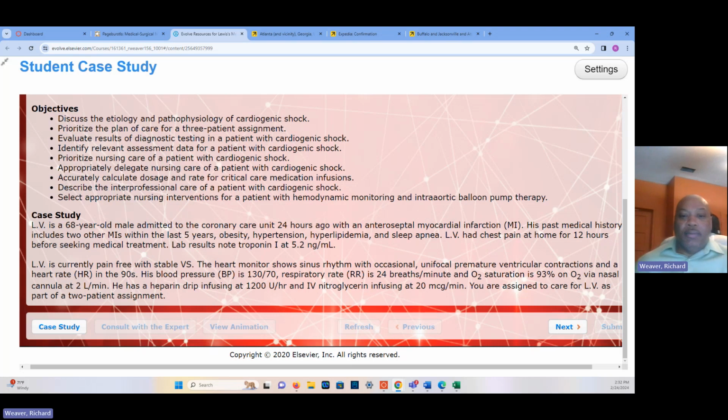All right. Now, the lab results note that the troponin is 5.2. I think that's nanograms per milliliter. So what I want you to note is that this patient has a pretty significant past medical history. He has many high risk issues that lead to cardiac issues, even sleep apnea, especially if he did not use his BiPAP machine at home.